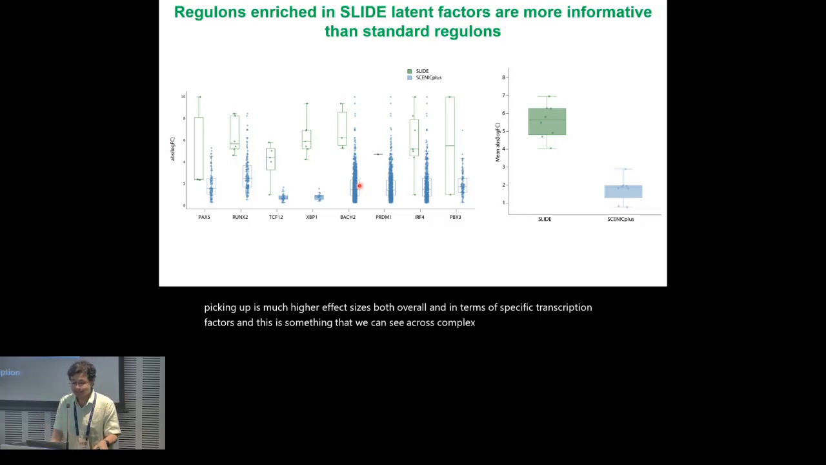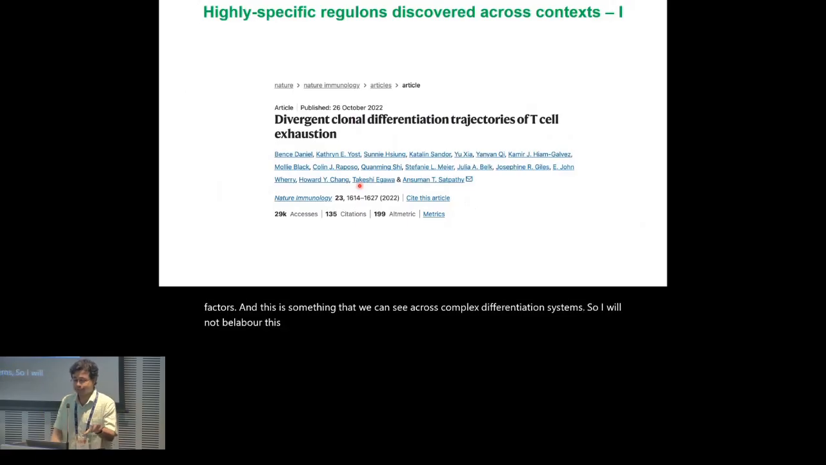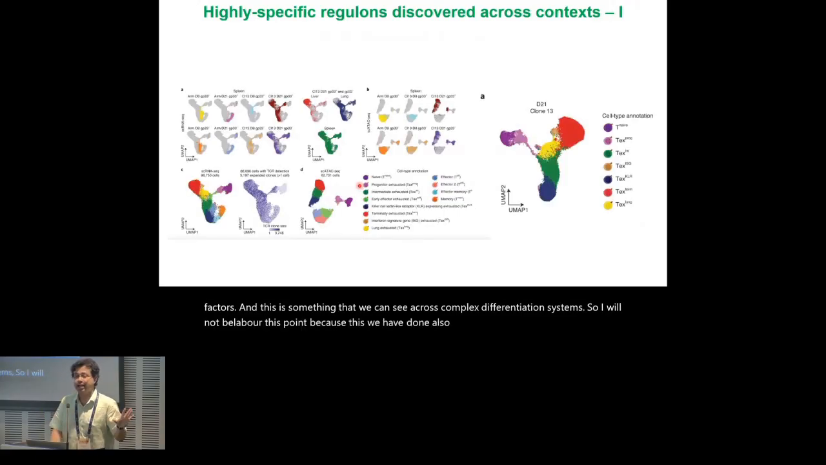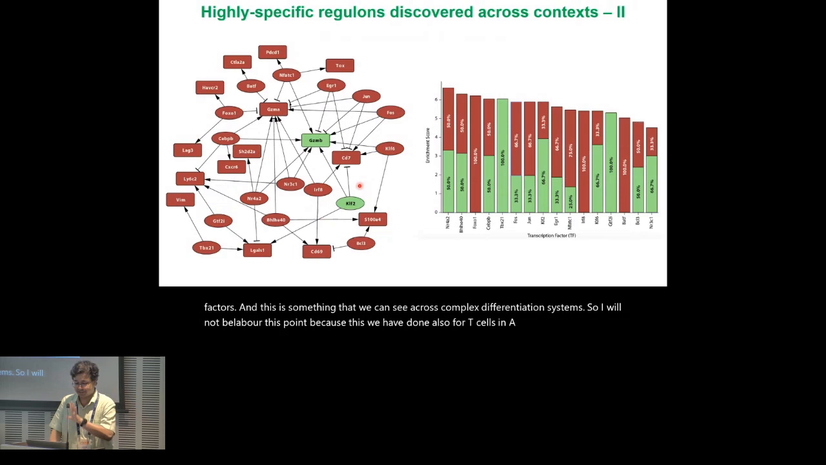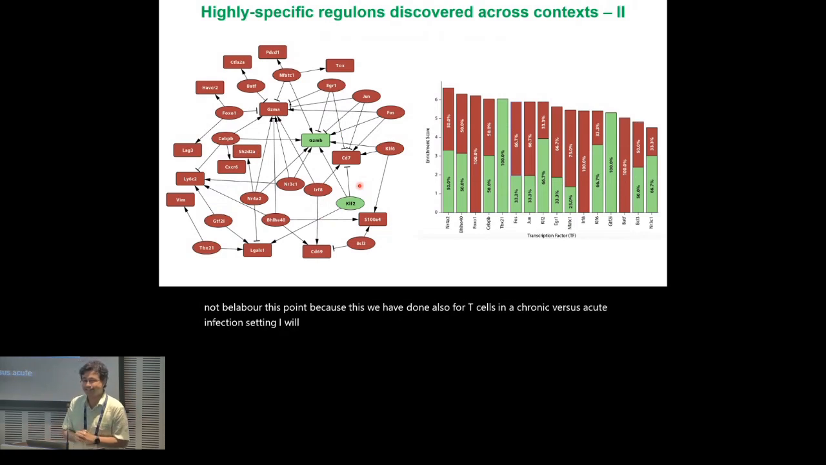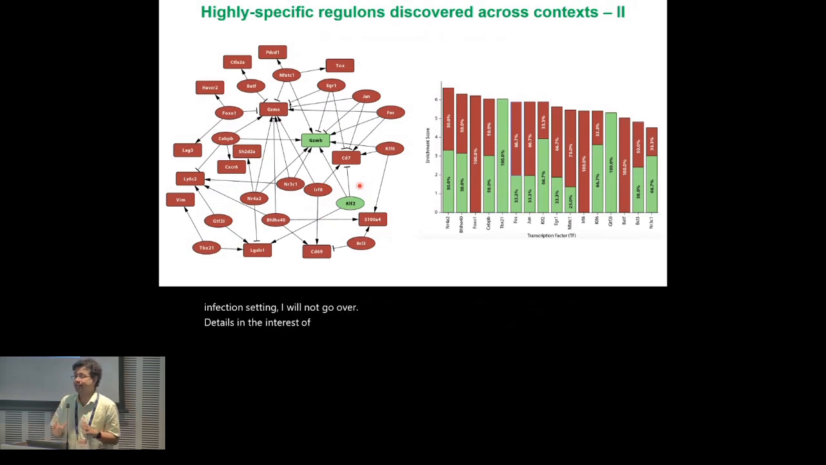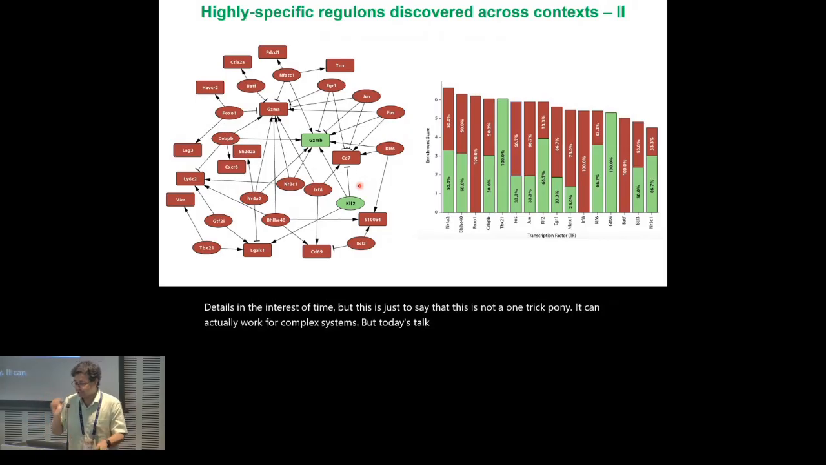So I will not belabor this point, because we've done this also for T cells in a chronic versus acute infection setting. I will not go over the details in the interest of time, but this is just to say that this is not a one-trick pony. It can actually work for complex systems. But today's talk is focused on B cells, so I will stick to that.